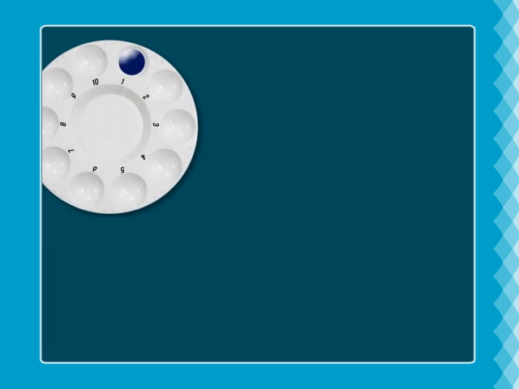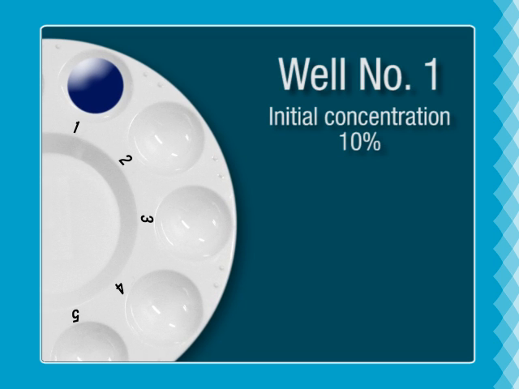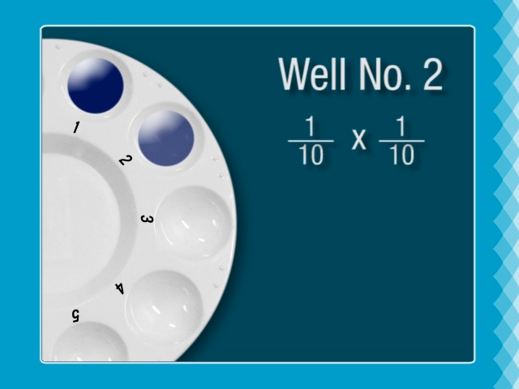Let's calculate the dye concentration in the first few wells. The initial concentration of well number 1 is 10% RIT dye solution. If we take 1 drop of this solution, place it in well number 2, and add 9 drops of water, then we are diluting our initial solution by 1/10. This means the dye concentration in well number 2 is 1/10 the initial dye concentration times 1/10 the dilution factor, which equals 1/100th. Let's keep going.